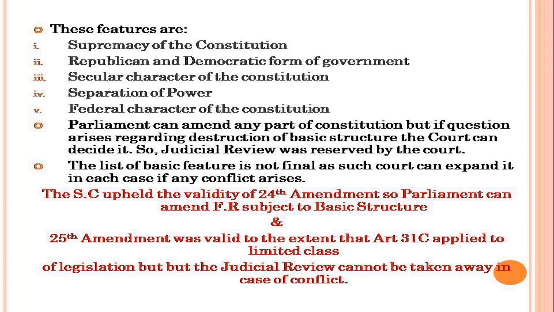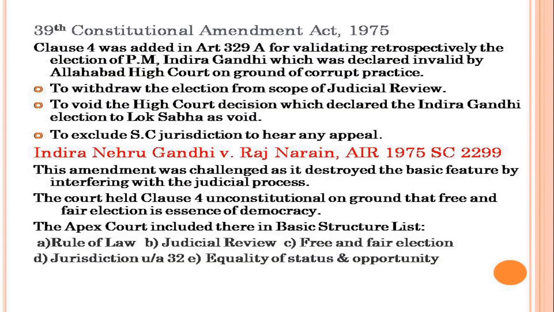And regarding 25th Amendment, it was held that it was also valid to the extent that Article 31C applied to limited cases of legislation only. But the judicial review cannot be taken away in case of conflict. That means court reserves the power of judicial review, and if there is any violation done by the parliament regarding the basic structure doctrine, the court has power to declare it invalid. Kesavananda Bharati case was known as the high watermark of judicial creativity.